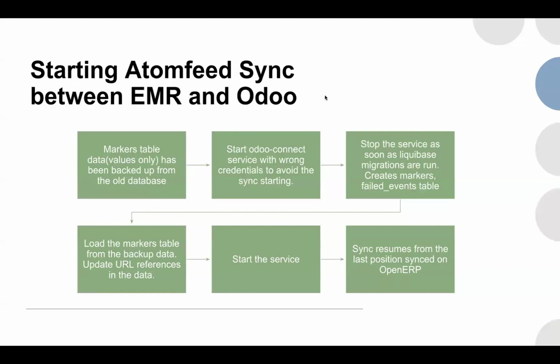Then, coming to starting the Atom Feed sync between EMR and Odoo. Now that we had started the stock import before, and we had taken note of the Atom Feed entries, like where the product feed is, where the patient feed is, and everything. While starting the Atom Feed sync, we should make it start from the point until where it is synced to OpenERP. We did not want to start from the beginning, because then it would start syncing all the encounters and all the quotations would start coming in.